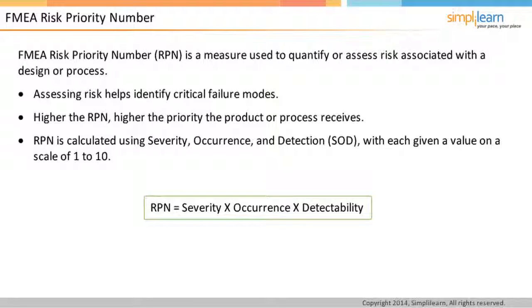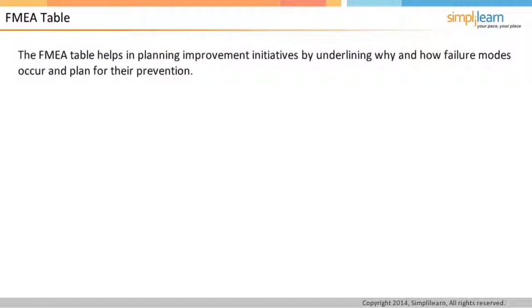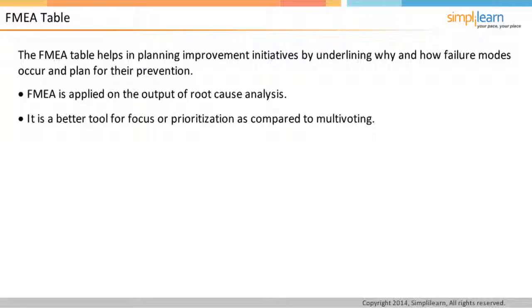The FMEA table helps plan improvement initiatives by underlining why and how failure modes occur and helps organizations plan for their prevention. Typically, FMEA is applied on the output of root cause analysis and is a better tool for focus or prioritization as compared to multivoting.